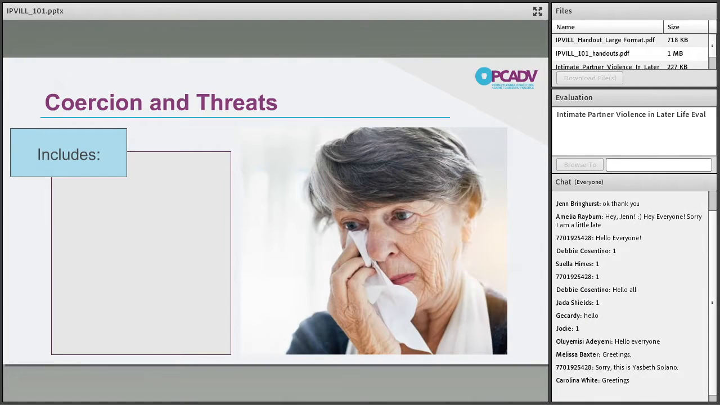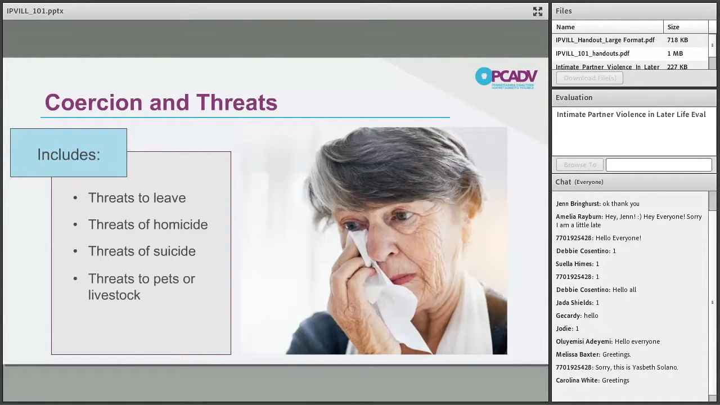When we're talking about coercion and threats, we're talking about threats to leave and never see the older adult again, threats of homicide, threats of suicide, and this could be against pets or livestock. We do live in Pennsylvania, so we have a lot of farms and farmland, so they could threaten to harm livestock, which also plays into economic abuse because that is how a lot of folks generate income. Then they can also threaten to institutionalize the older adult: if you don't do this, I'm going to put you in a home or make you go away, and disrupt them aging happily and healthily in place.